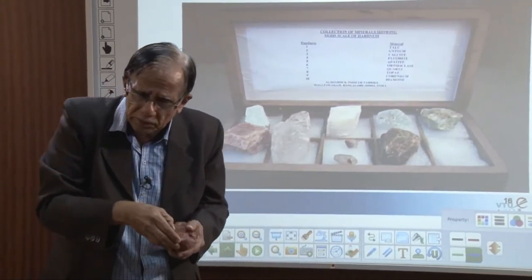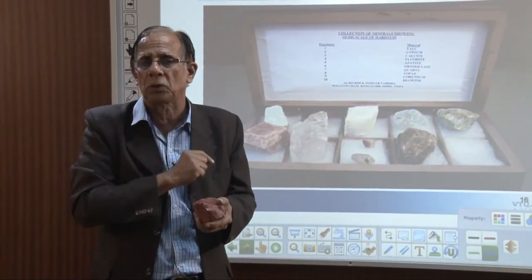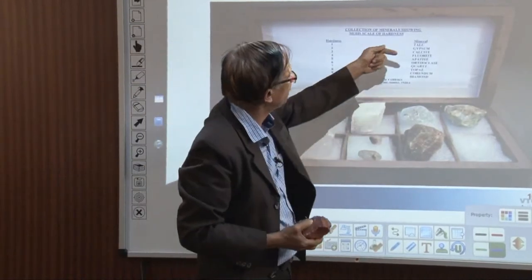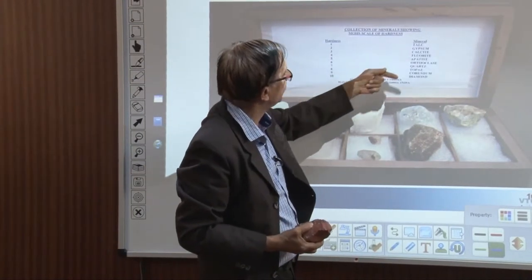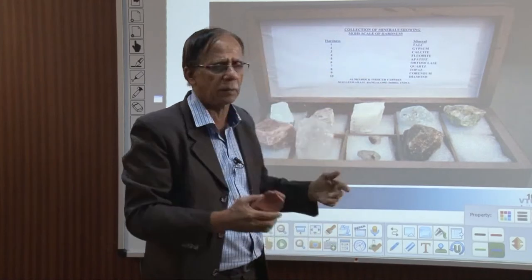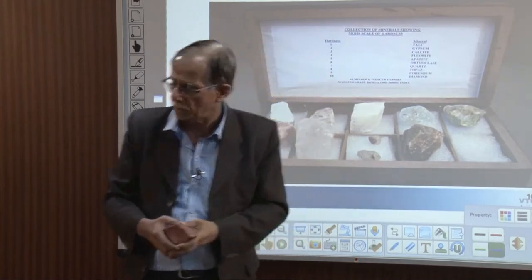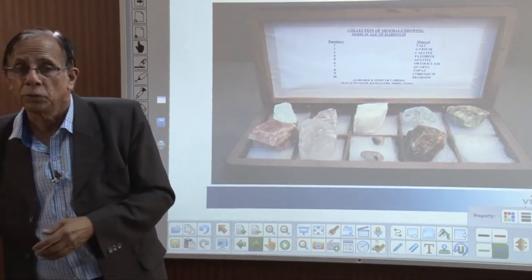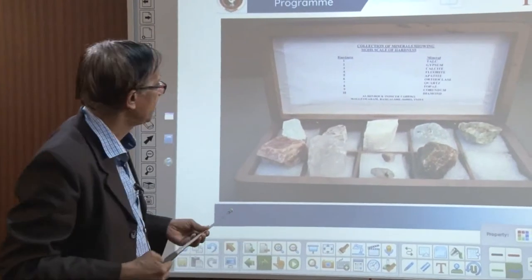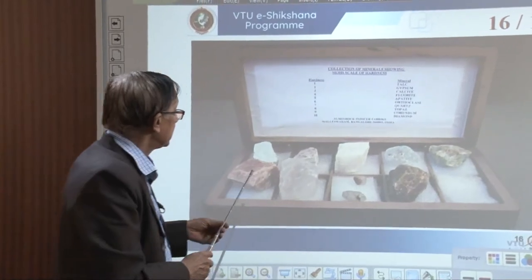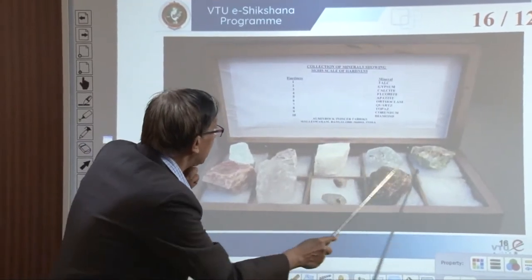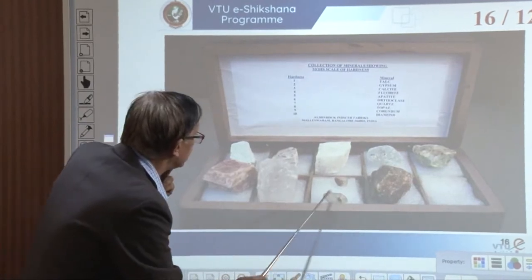If the mineral is scratchable with the 6th one, orthoclase, my inference is its hardness is between apatite and orthoclase, between 5 and 6. I can place a mark at around 5.5. This is the way we find the hardness of minerals. All these 10 minerals are arranged in the hardness box in increasing order.